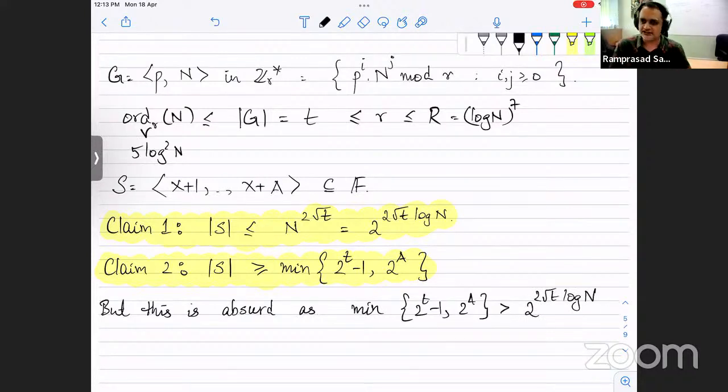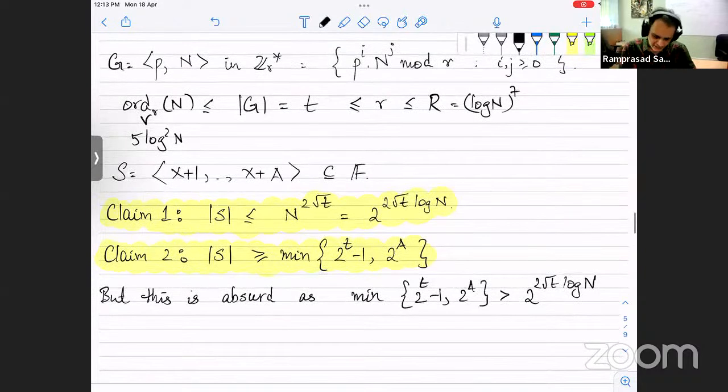Okay, for our choices of t, let's write this a little. And why is that? Because I don't know which of the two is the smaller quantity. Let's just show that both of them are bigger than the right hand side.